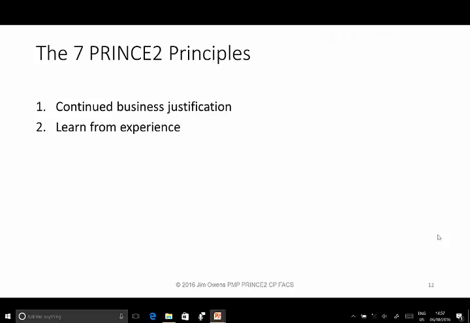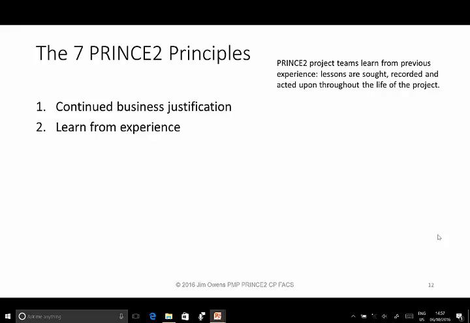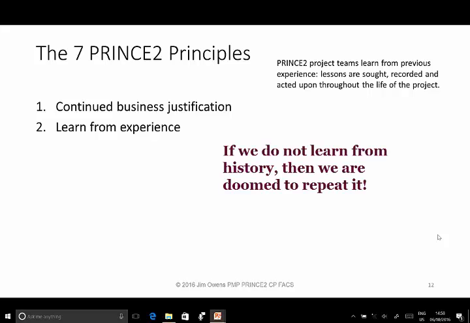Principle number 2, learn from experience. PRINCE2 project teams learn from previous experience. Lessons are sought, recorded and acted upon throughout the life of the project. Lessons learned from projects must be recorded so that information about what succeeded or failed in the past can help guide future projects. There is a wise saying: if we do not learn from history, then we are doomed to repeat it.